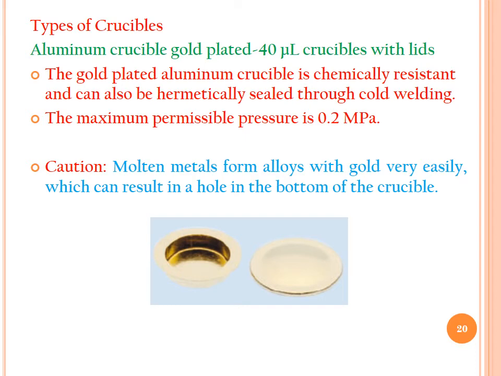Specific cautions are to be taken when using this type of crucible in any thermoanalytical technique. Molten metals form alloys with gold very easily, which can result in a hole in the bottom of the crucible. So when we have to analyze metal behavior using the thermoanalytical technique, this type of crucible cannot be recommended.